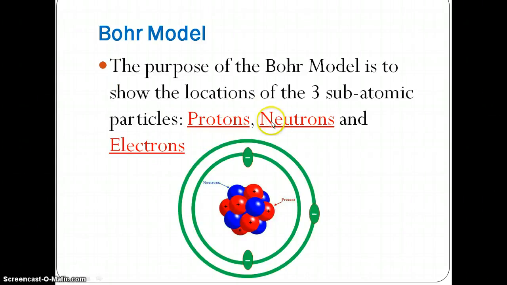Protons, neutrons, and electrons. The Bohr model is to show the locations. So, protons and neutrons in the nucleus. Positive proton, neutral neutron. And the electrons outside the nucleus here, and they are negative. So the purpose of the Bohr model is to show the locations.